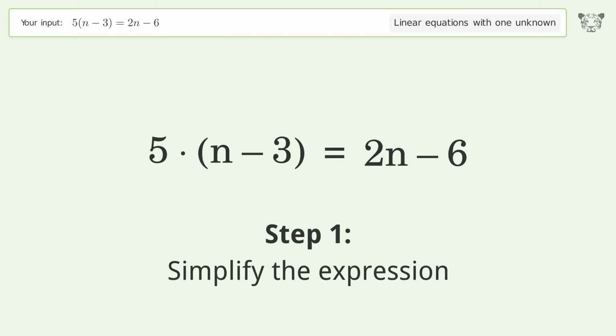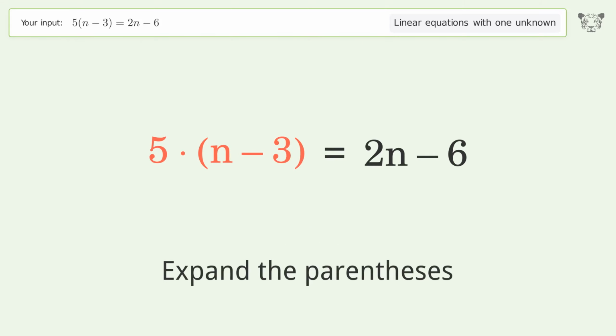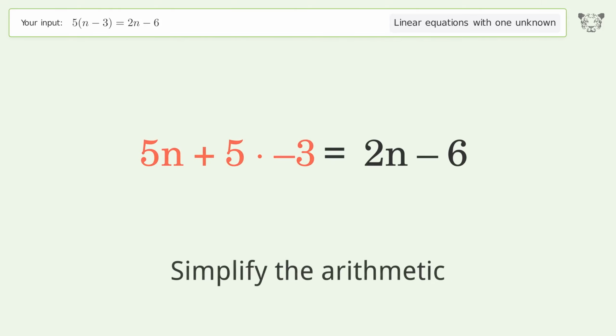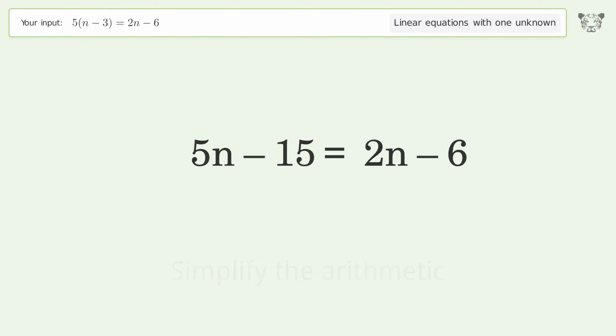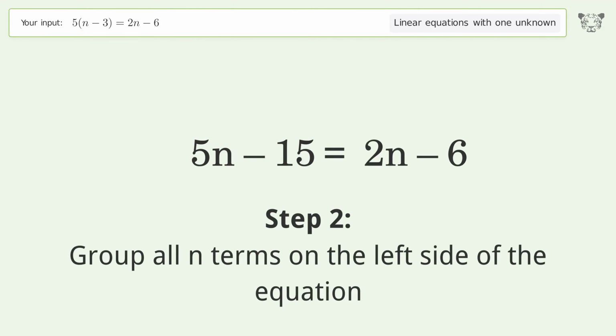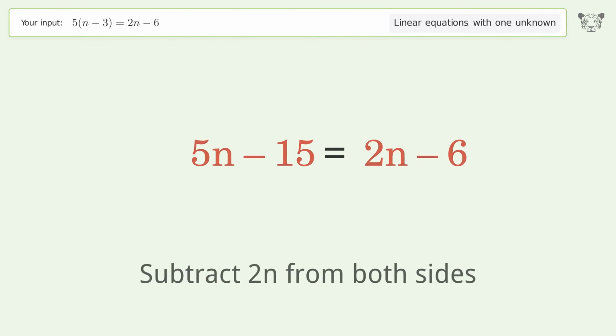Simplify the expression. Expand the parentheses. Simplify the arithmetic. Group all n terms on the left side of the equation. Subtract 2n from both sides.